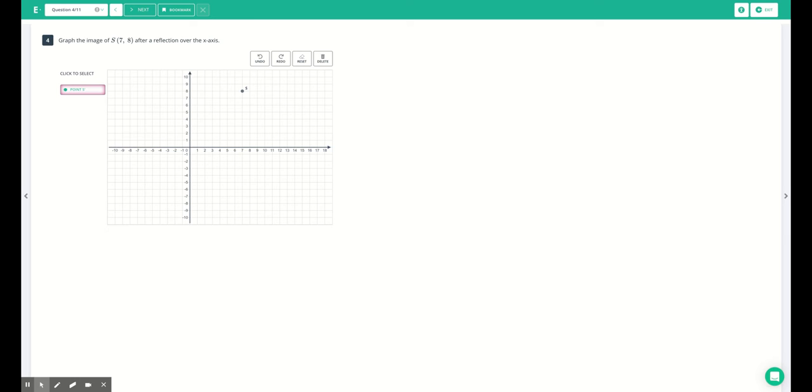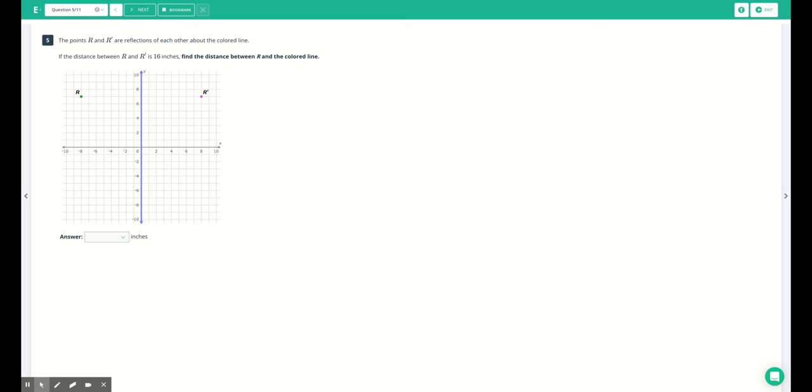Graph the image of S, 7, 8, after a reflection over the x-axis. So again, we're reflecting over the x-axis. This time it's not highlighted. So 7, 8 will now become 7, negative 8, and graph my point.